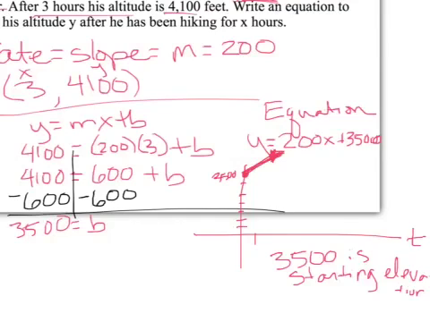If this is my time, right, I can't have negative time. I'm not going to have negative elevation. So this is an example of a graph that's just going to start here on the y-axis and increase forever. Just to keep in mind, we're going to be doing some interpreting of these lines.